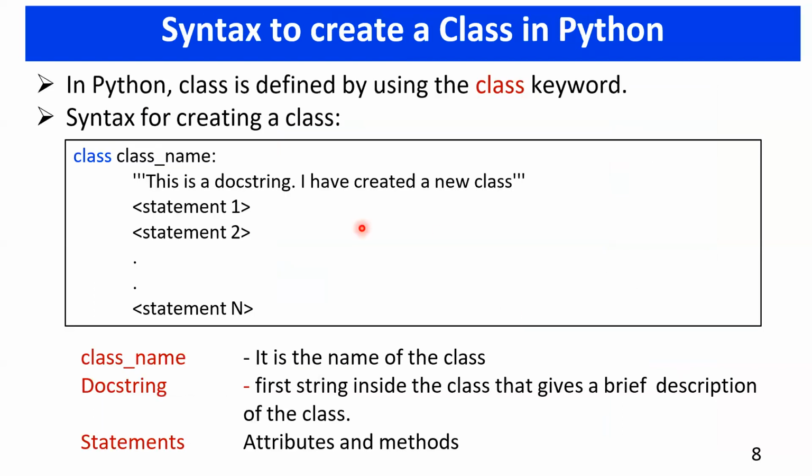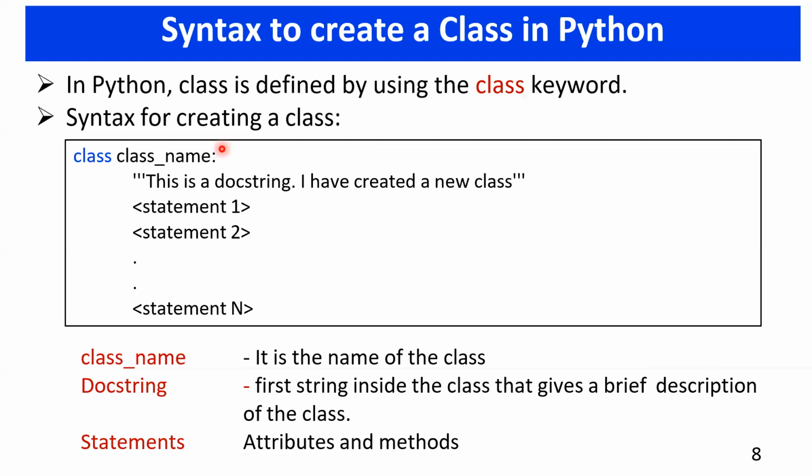Now let us see how to create a class in Python. We have to use the keyword class, and this is the syntax for creating the class. We start with the keyword class followed by the name of the class. And this is called the doc string, which is enclosed in triple quotes. Within triple quotes, you can mention the purpose of creating the class. It is not part of the programming, but it is like a comment that describes the purpose of the class. Having a doc string at the beginning of the class is optional, but it is always suggested.